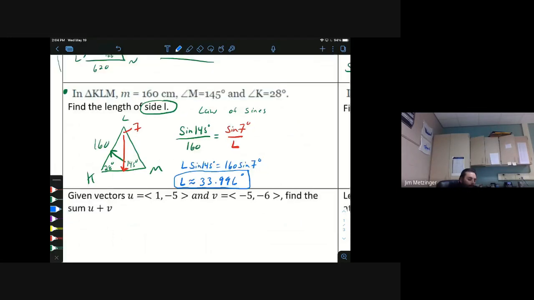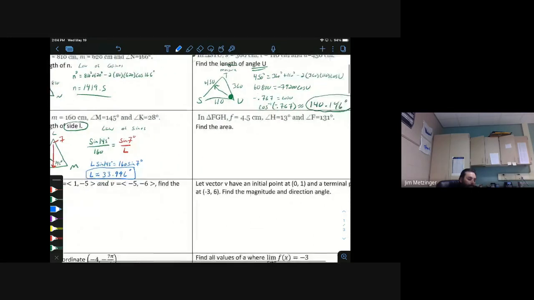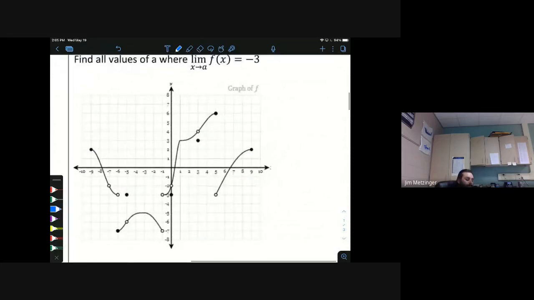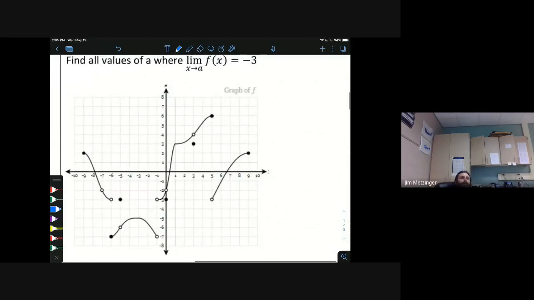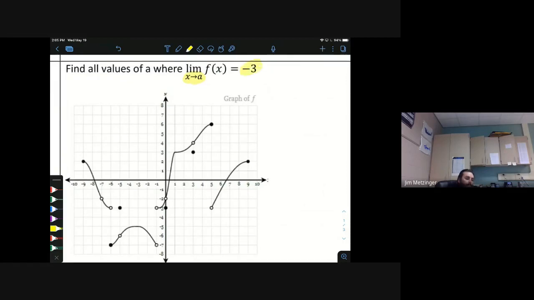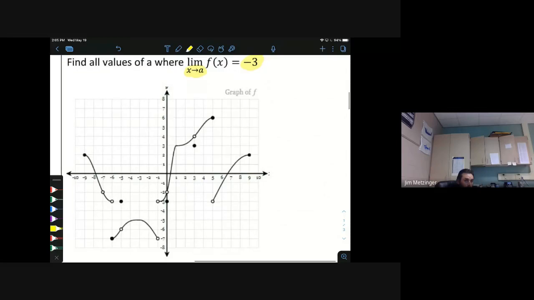All right, let's see what we got. Let's go back to limits now. Find the values of A where the limit as x approaches A is equal to -3. Where does that happen?